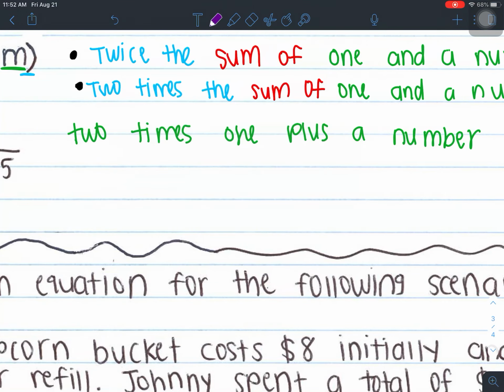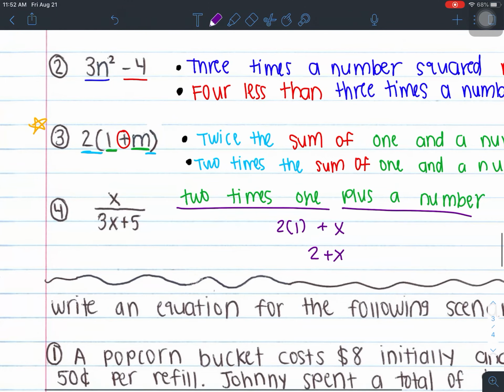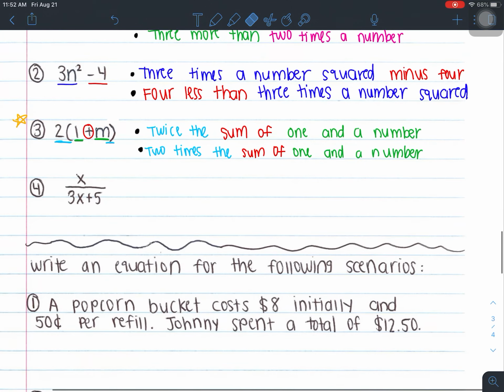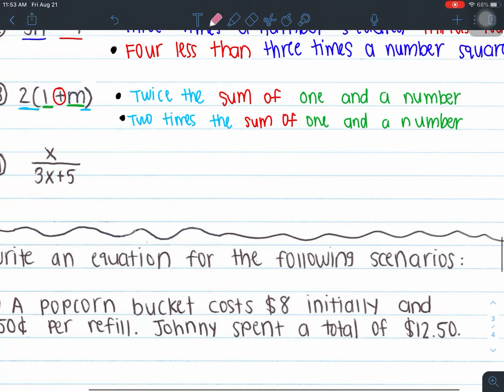2 times 1. Let's translate this to math. 2 times 1. All right, 2 times 1. Plus a number, plus x. So 2 times 1 is 2 plus x. Is that what I have up here? No, not even close, right? So you want to be very, very careful about how you write the English part of it, because English has lots of rules, so it can trip us up really easily.